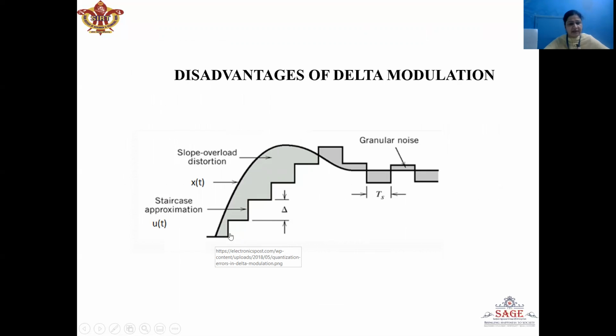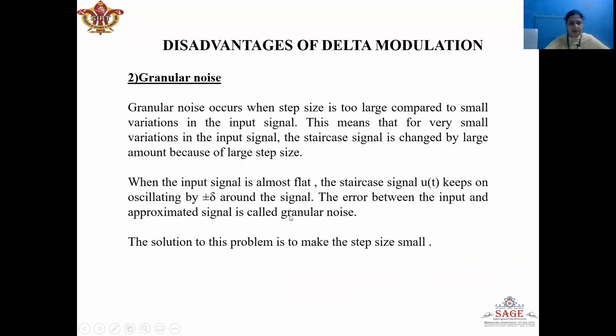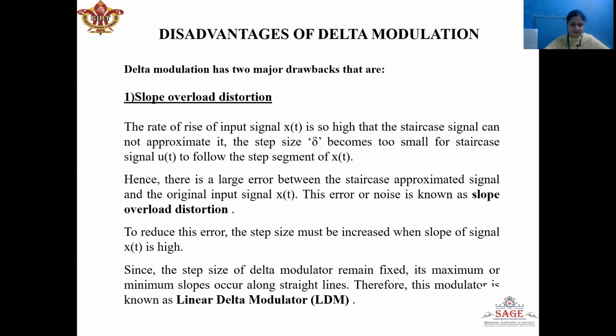Now, here the staircase approximated signal cannot follow this message signal whose slope is very high, because here the step size is less. So the staircase signal changes by a very small amount as compared to the message signal. So there is a large error between the staircase approximated signal and the original input message signal x(t). This error or noise is known as slope overload distortion. To reduce this error, the step size must be increased when the slope of the signal is high.